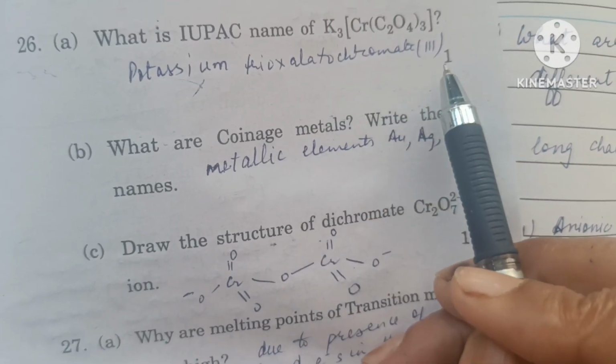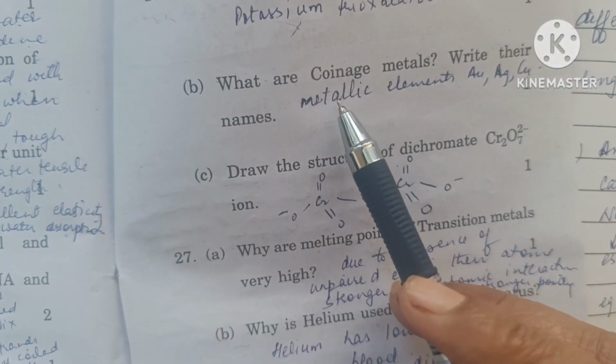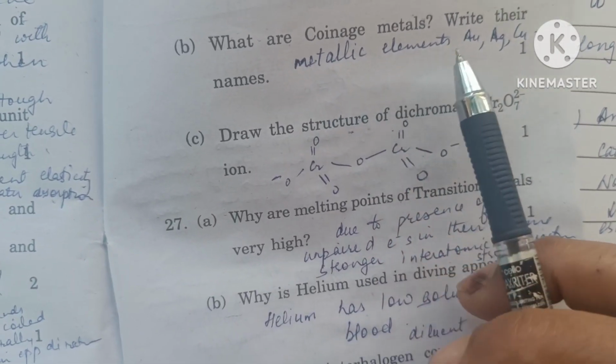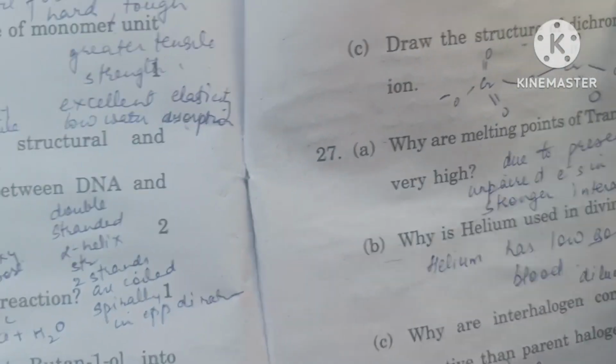ट्राईऑक्सलेटो क्रोमेट 3. Coinage metals of D block elements which are used to make coins are called coinage metals. For example, gold, silver and copper.